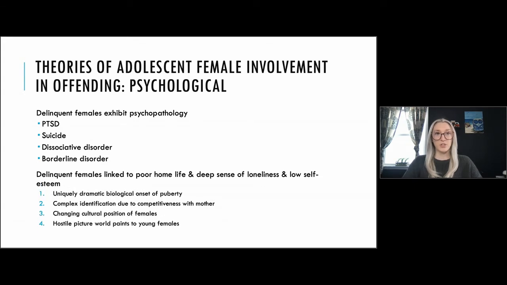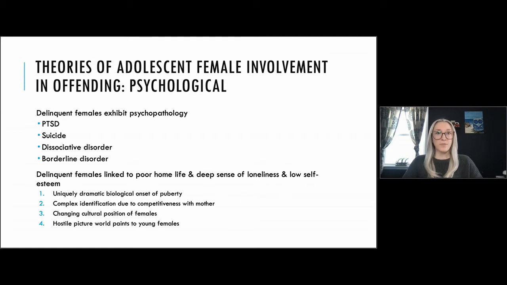So delinquent females are actually linked to having a poor home life and a deep sense of loneliness or low self-esteem. So this is uniquely dramatic biological onset of puberty, having a complex identification due to competing with their mother, the changing cultural position of females. Females are not so much the keep your head down, don't speak unless spoken to or asked to speak, just follow the rules of the house and don't ask questions. Women are getting more powerful. Women are out in the workforce now. They're not just sitting at home taking care of children. So the cultural position of females in general has changed.